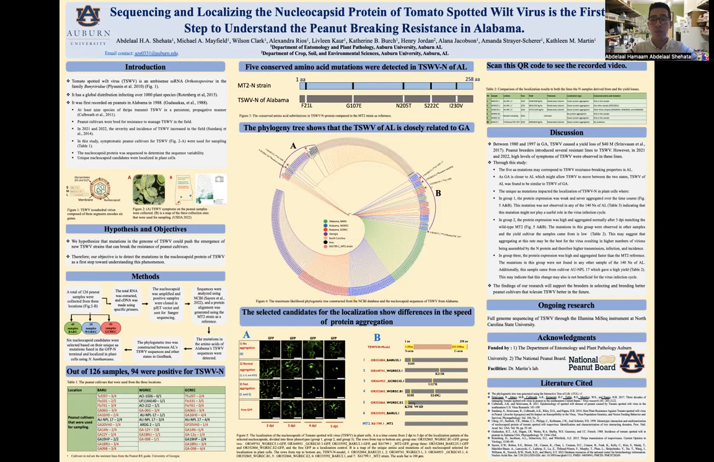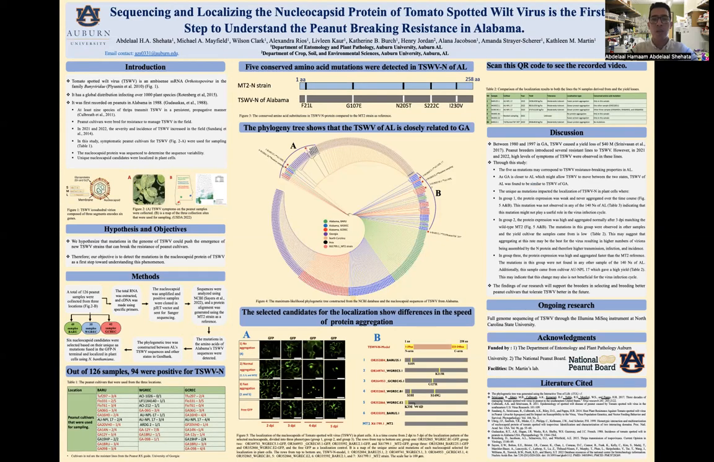As an intro about TSWV, this virus is a single-stranded RNA virus. It belongs to the genus Orthotospovirus, which belongs to the family Bunyaviridae. This virus has a global distribution because it is able to infect more than 1,000 plant species. The virus is transmitted by at least 9 species of thrips in a persistent propagative manner.